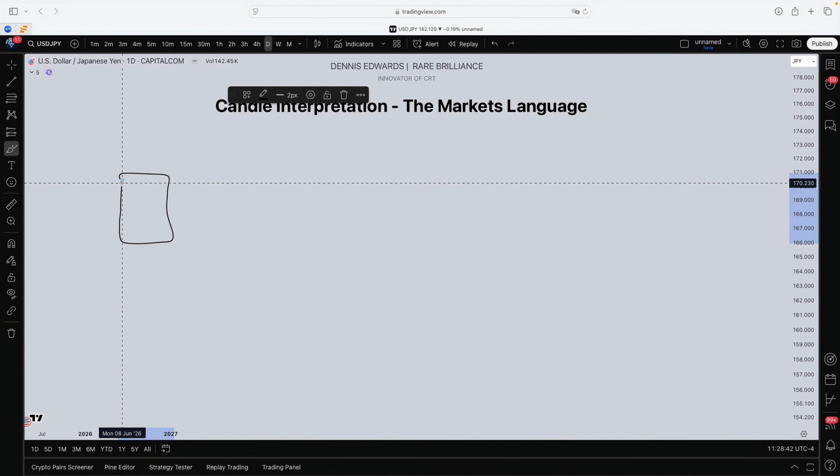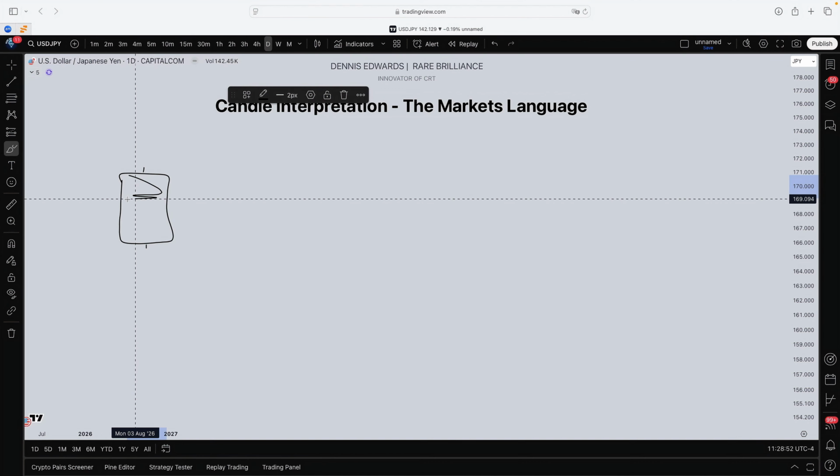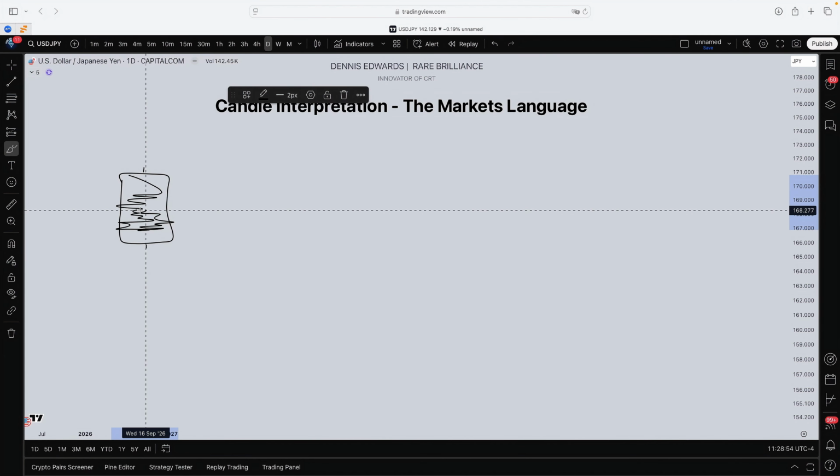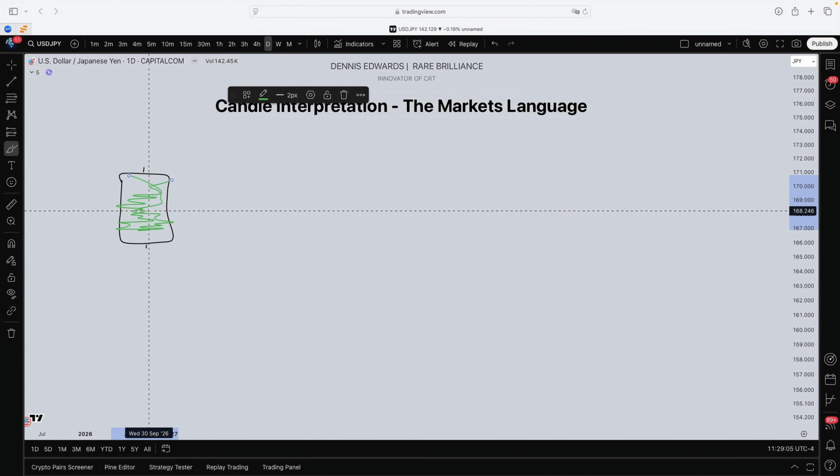Bear with me. I'm not an artist, but you get the point. All right. And what I'm going to do, let me do this. Fill this in, give it some color so it really helps bring it alive, you know? So for this example, this is a bullish candle.